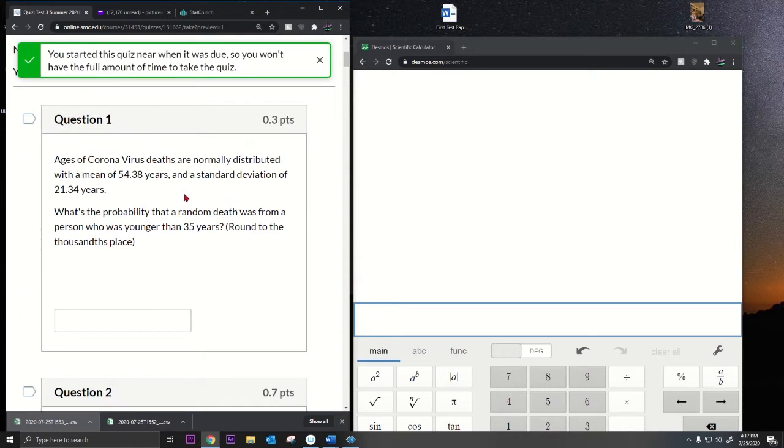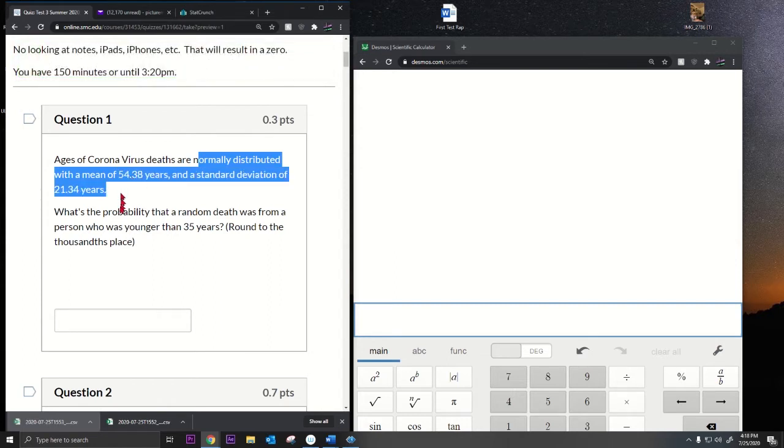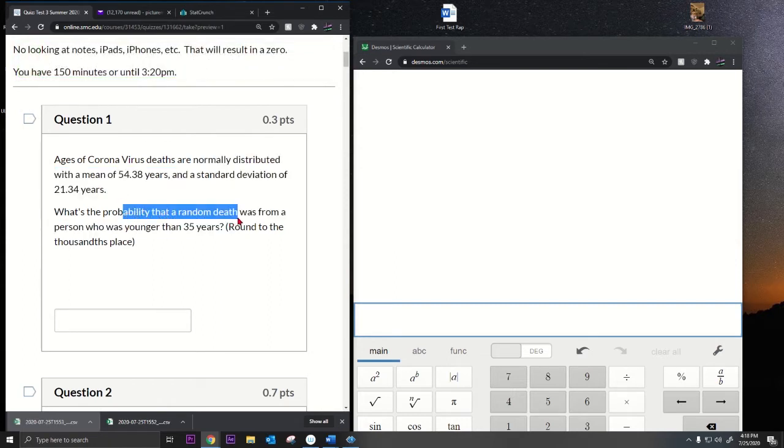So number 1, ages of coronavirus deaths are normally distributed with a given mean and standard deviation. What's the probability that a random death was from a person who was younger than 35 years? So this is just a normal calculation. And notice that it's a random death. It's one person's death from the population of all of the deaths.